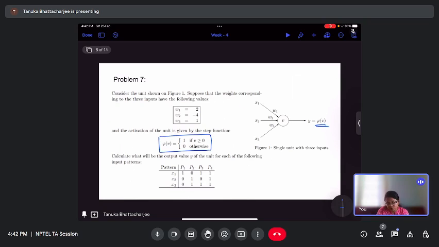Consider the unit shown in figure 1. Suppose that the weights corresponding to the 3 inputs have the following values. The weight values have been already given, and the activation of the unit is given by the step function. So, if it is greater than 0, you put 1, otherwise 0. Calculate what will be the output value y of the unit for each of the following input patterns. So, what will be the output value for x1? Can someone compute for me?